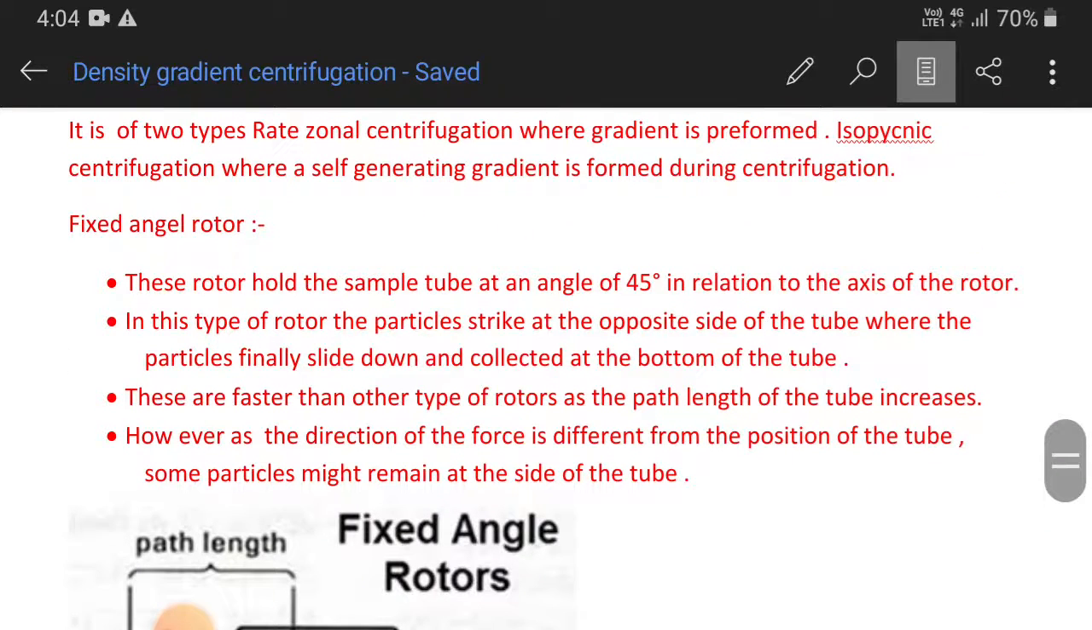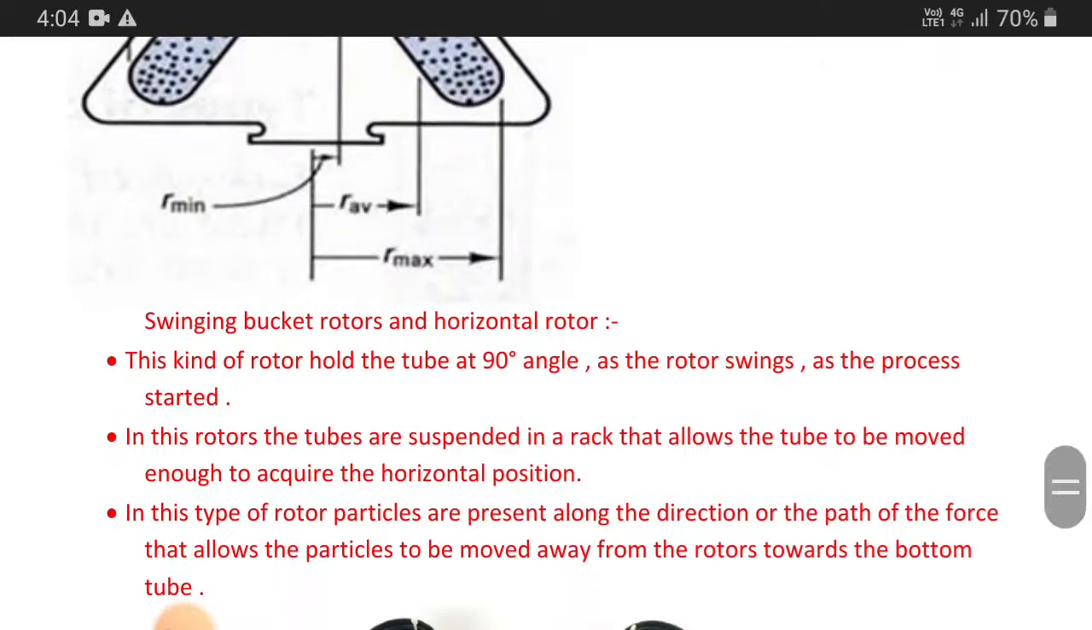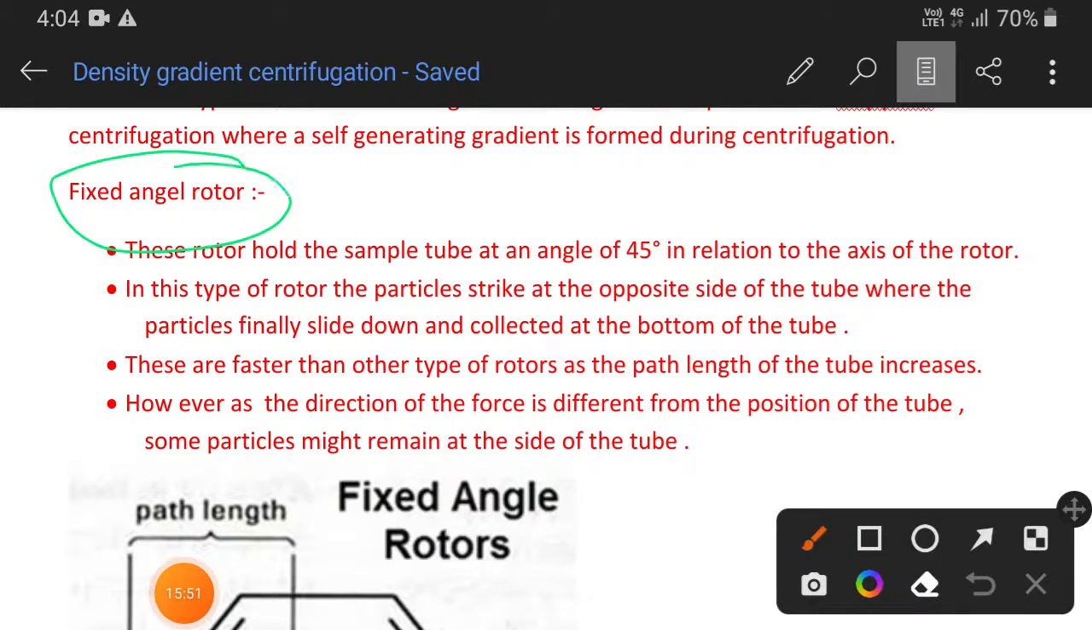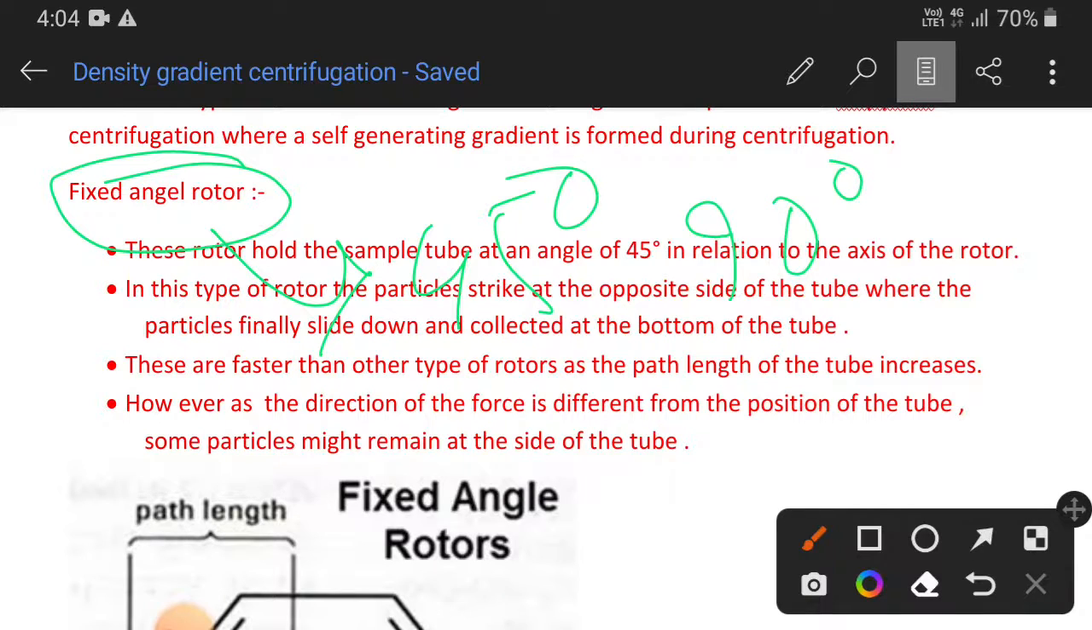so if you want to construct a difference between fixed angle rotor and swinging bucket rotor, the first thing that you have to write is that in case of the fixed angle rotor, the tube is held at 45-degree angle, and in case of our swinging bucket rotor, the angle is 90-degree. Okay, and the fixed angle rotor provides you faster separation than any kind of rotor. Okay, and in case of swinging bucket rotor, the separation is slower than the fixed angle rotor.